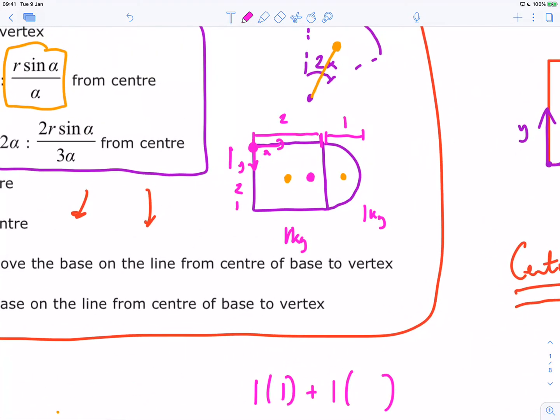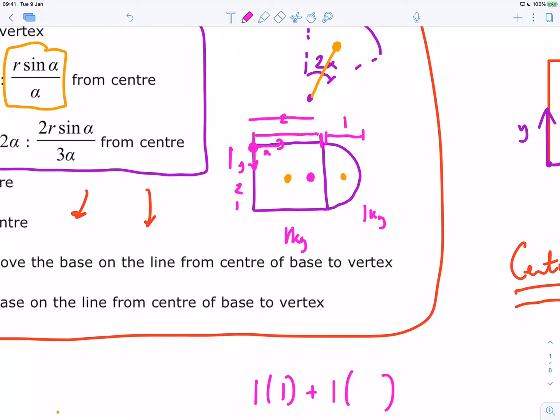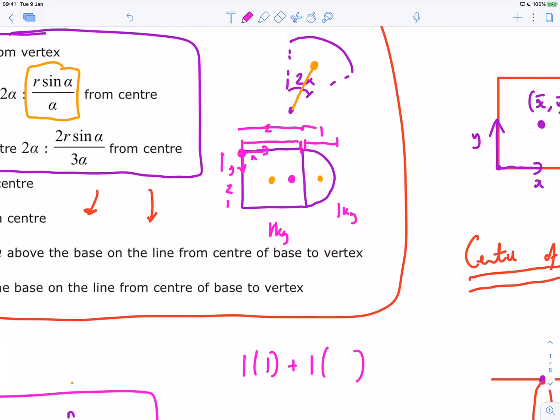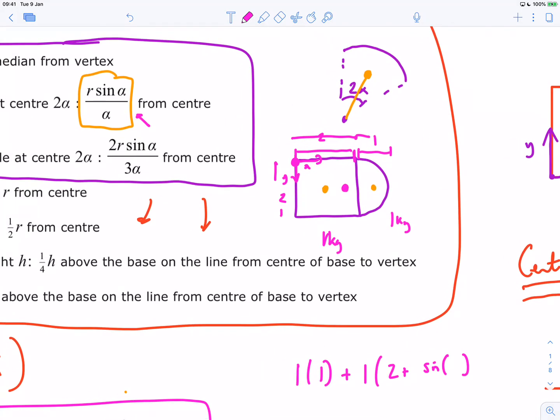Now let's think about what the x coordinate's going to be. It's going to be 2 plus this thing up here. So it will actually be 2 plus r, which is 1, times sine of, and now what is alpha? Remember the angle is 2 alpha, so that means pi radians, a straight line, is 2 alpha. So that means alpha is pi over 2, so it's going to be sine of pi over 2 over alpha, which is pi over 2.